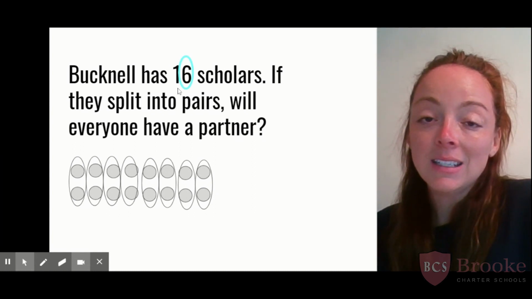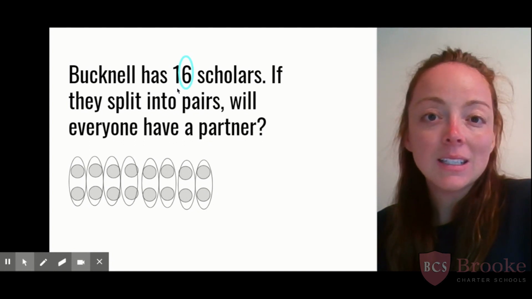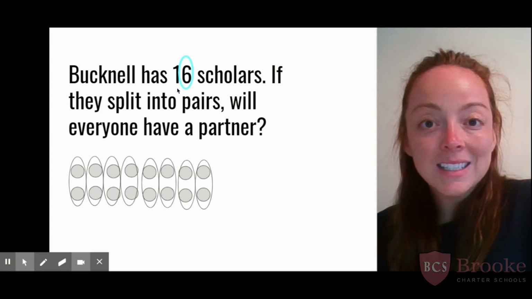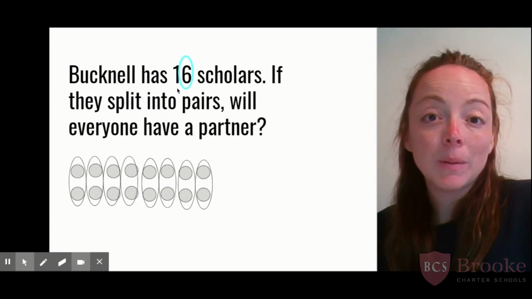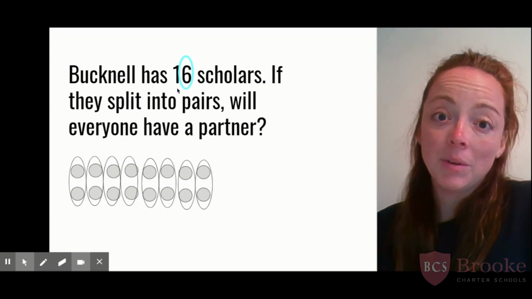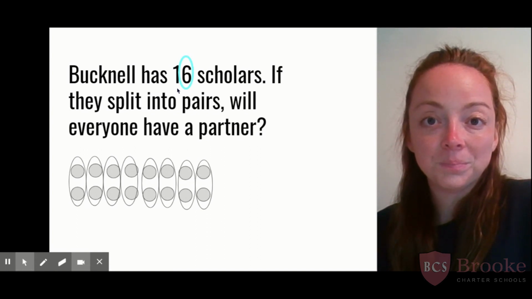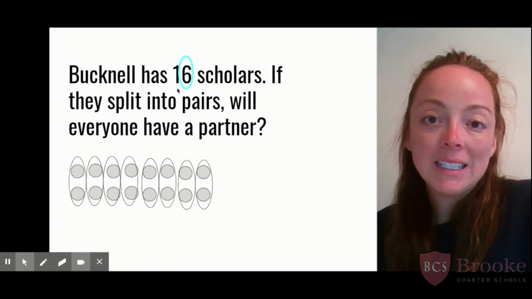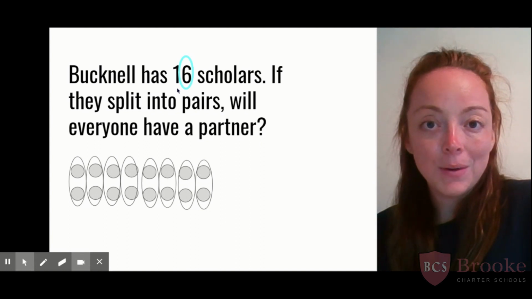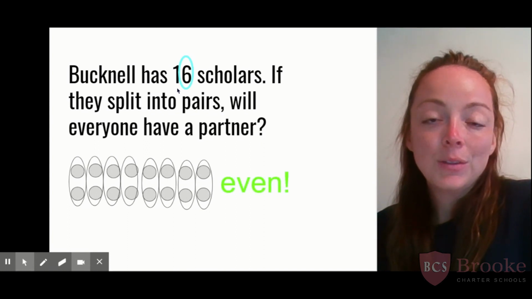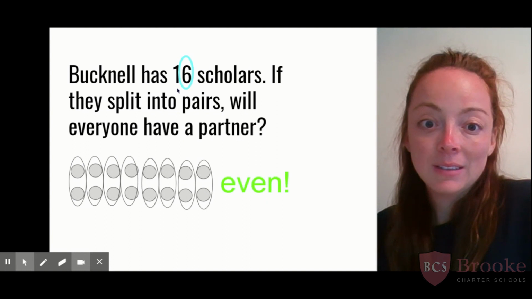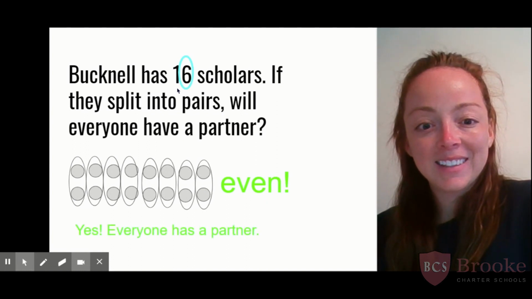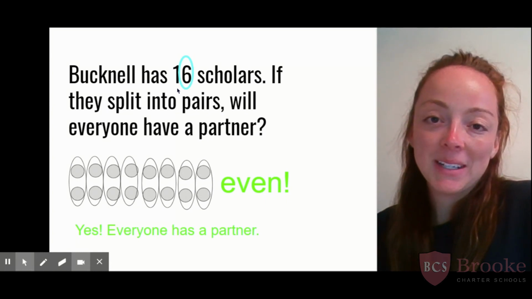Some of you know we can also check the ones place. If there are 16 scholars in the class, what's the digit in the ones place? That's right, a 6. And is 6 something we can split evenly, or is it an odd number when there's 1 left over? That's right, we can split 6 evenly, 3 for me and 3 for you. So this is an even number of students. So will everyone have a partner? Yes, everyone has a partner in Bucknell.